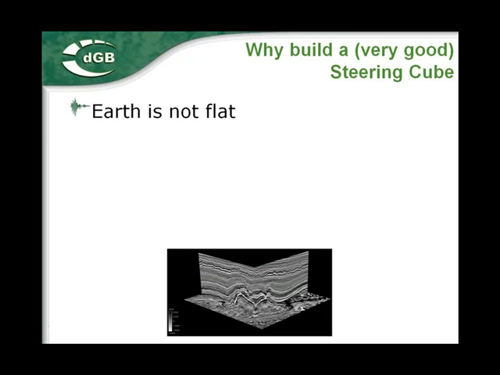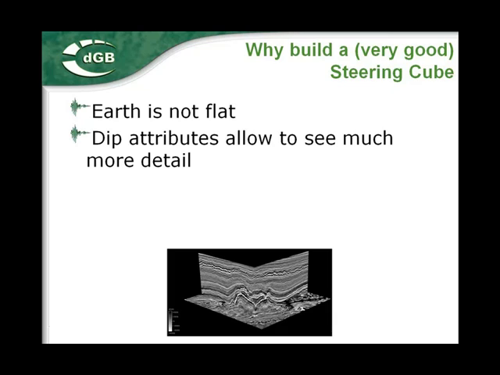The first question, of course, is why build a steering cube, preferentially a very good steering cube? Well, the underlying reason is, of course, that the Earth is not flat. So the seismic image, which is a representation of that non-flat Earth, will contain a lot of dip information. If you extract that dip information, that is on itself a very valuable attribute. If you look at it, you can see a lot of very subtle features, either fine-grained subtle structural features or stratigraphic features. I will have some examples of that later in the presentation.